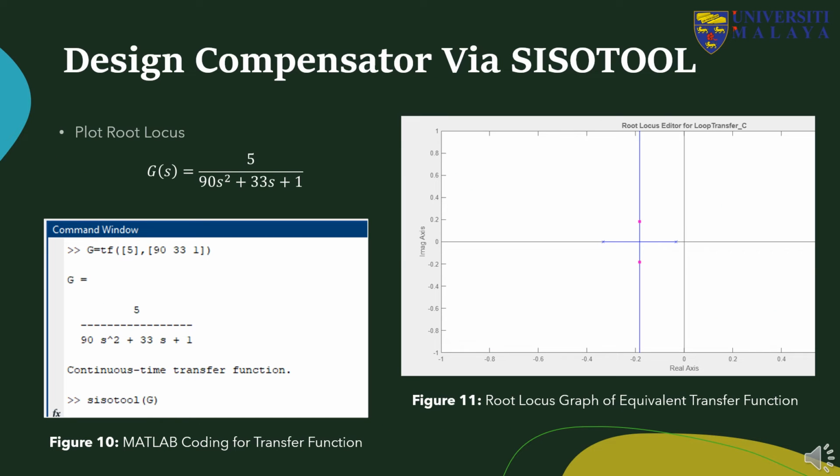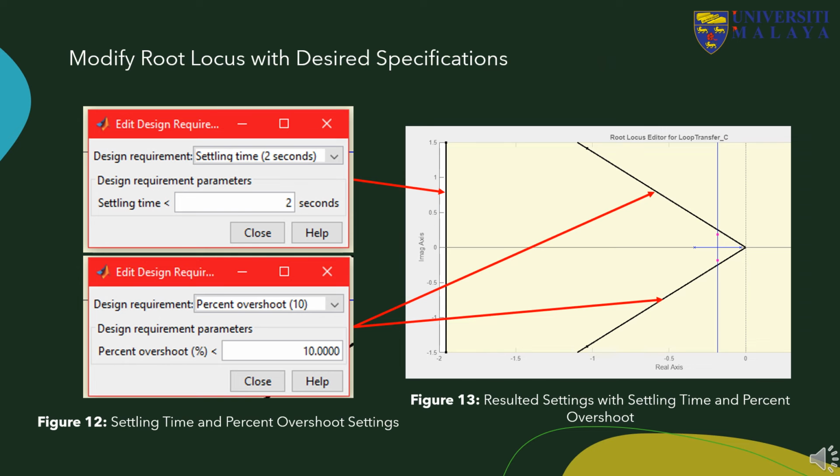Now we go to designing the compensator using SISO tool. First, write the transfer function G(s) in MATLAB to get the root locus. The root locus is shown in figure 11. Then, modify the root locus with the desired settling time and percent overshoot. The settling time is 2 seconds and the overshoot is 10%. The settling time and the percent overshoot line is shown in figure 13.